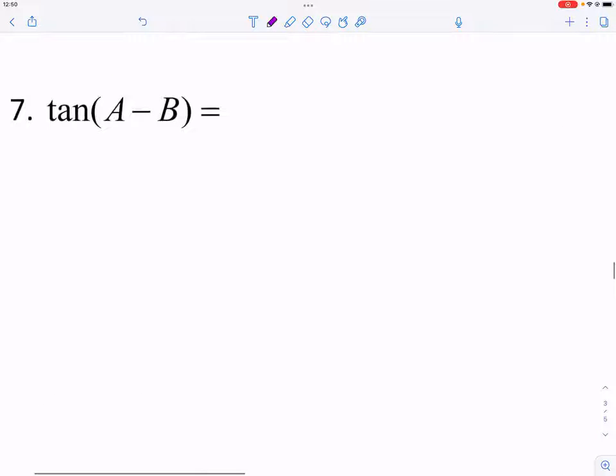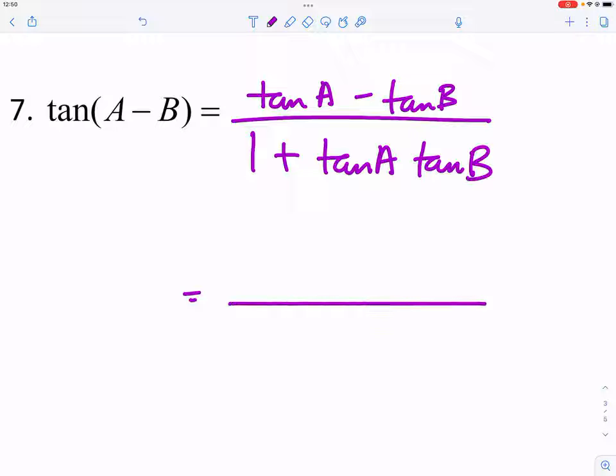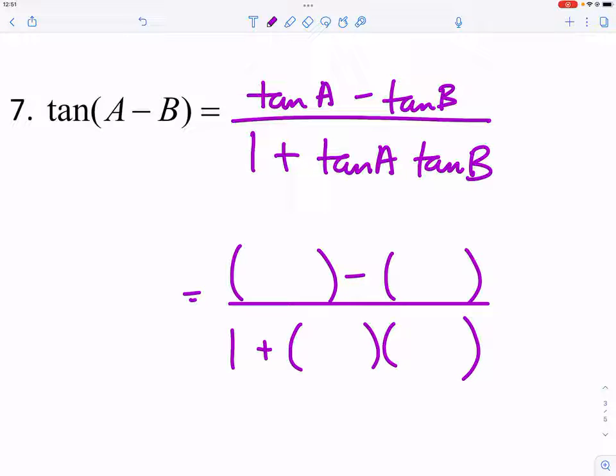Okay, so tangent of A minus B is tangent A minus tangent B over 1 plus tangent A times tangent B. Now, here's the thing. Please use parentheses. Please write legibly for your own benefit.